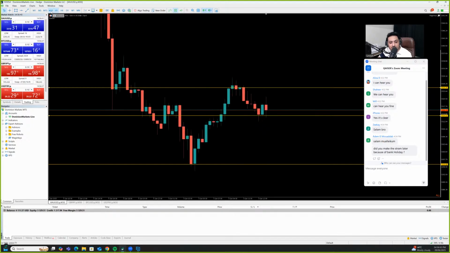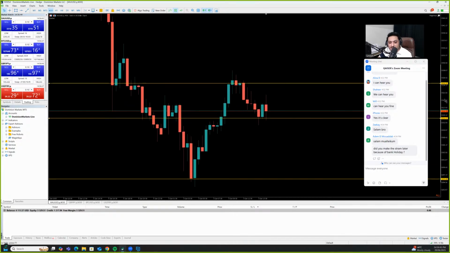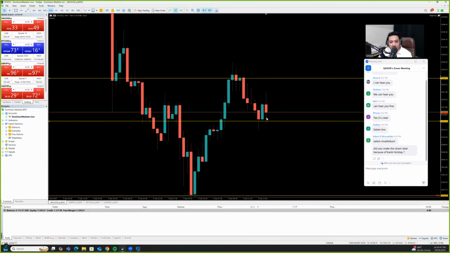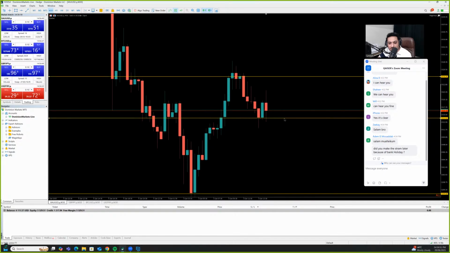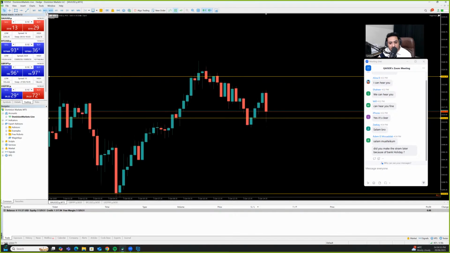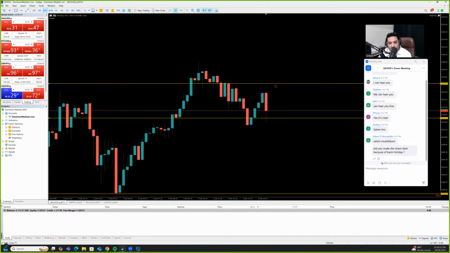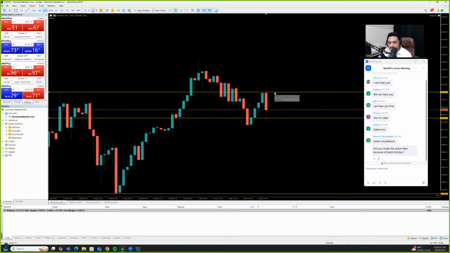So we need to go from H1 to M30. M30 even broke below the support area. Here we have a support, and if we look at M15, okay, M15 we created a new resistance here, and there is some issue why it's blinking. Let me see this one. Just give me 1 second.